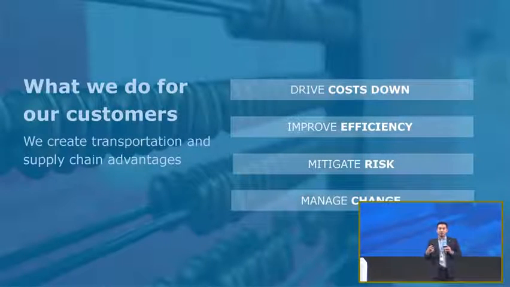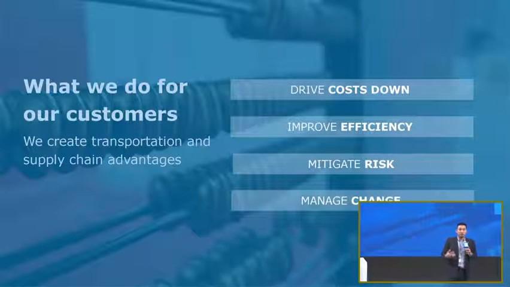So I want to move on to the third part of my speech. And I want to talk about how do we adapt a flexible supply chain and some case studies and examples. So before I do that, I want to share with everyone what we do for our customers at C.H. Robinson. C.H. Robinson's customers come to us to look for one of the 4 key outcomes. These outcomes could be to drive down costs, improve efficiency within their supply chain, mitigate risk, or manage change. Any one of our customers would be looking to solve one of these issues, if not more, by working with C.H. Robinson.